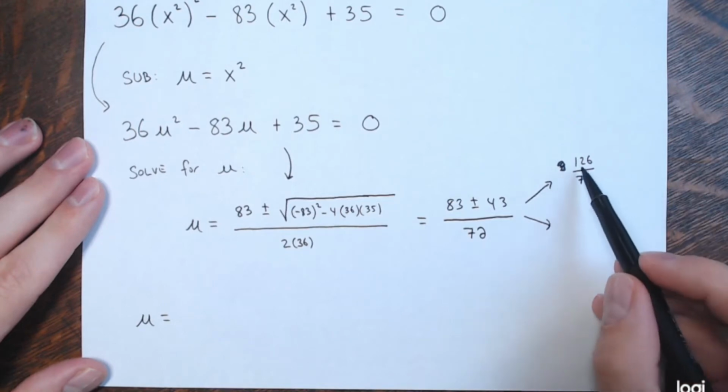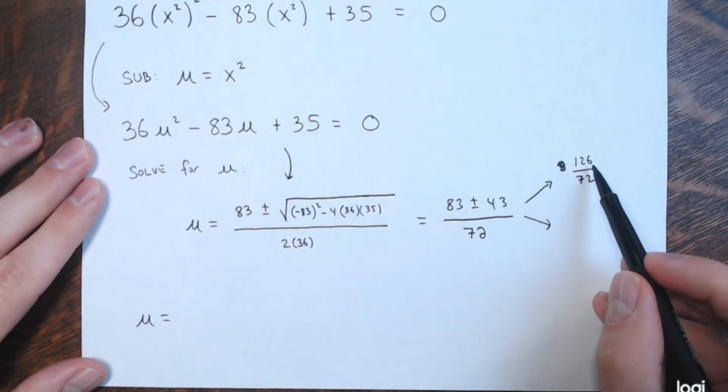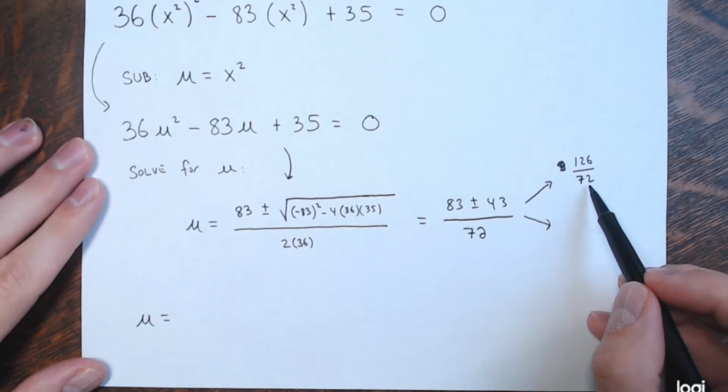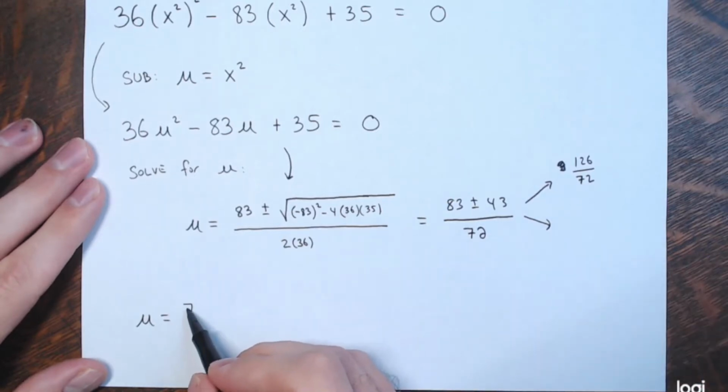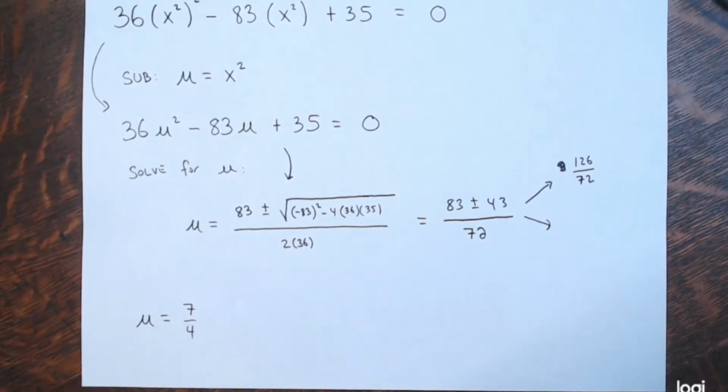Yeah, this would be 9 times 14. So 18 times 7, and this is 18 times 4. That's 7/4. All right, 7/4.